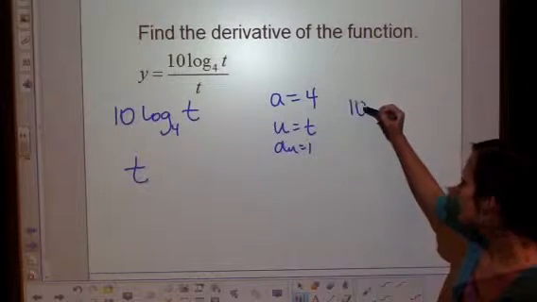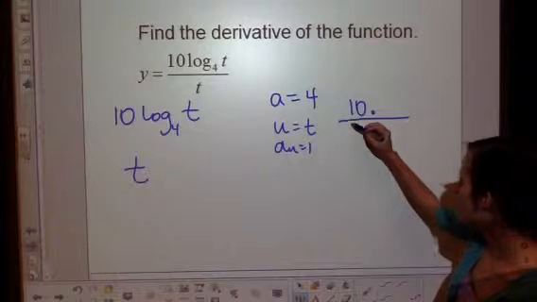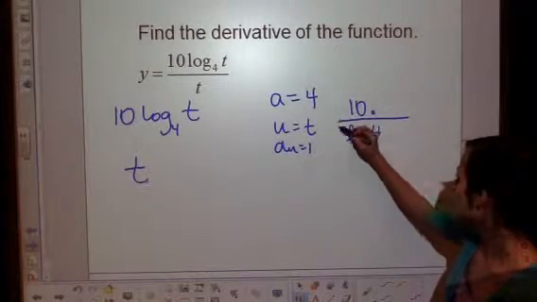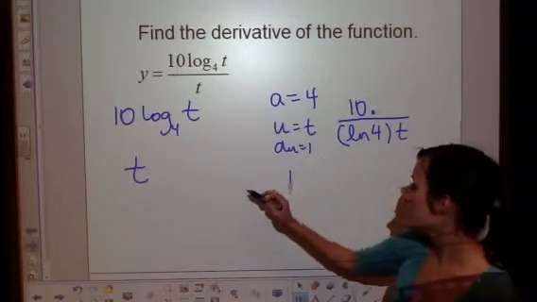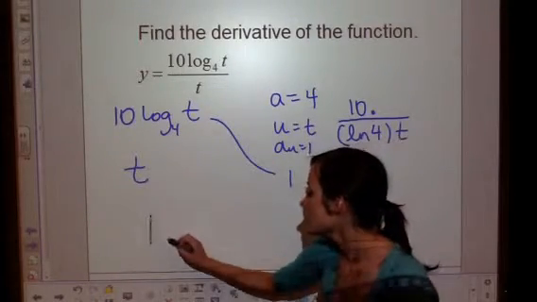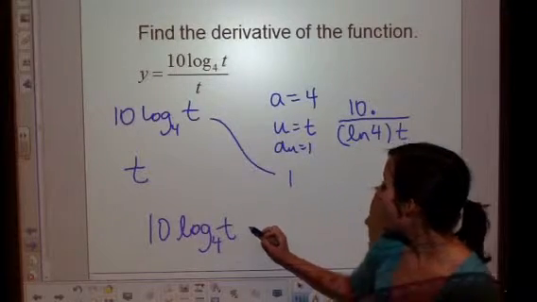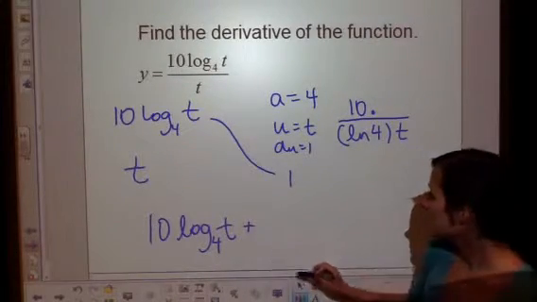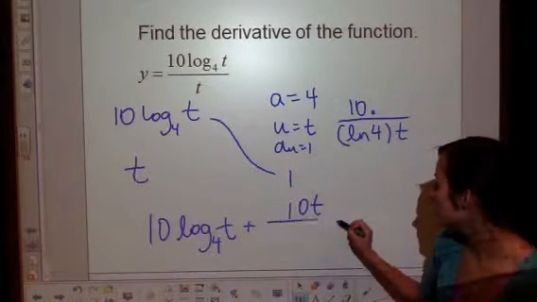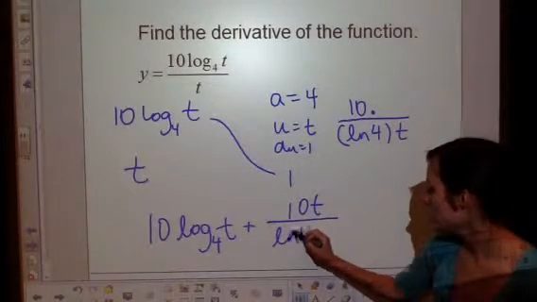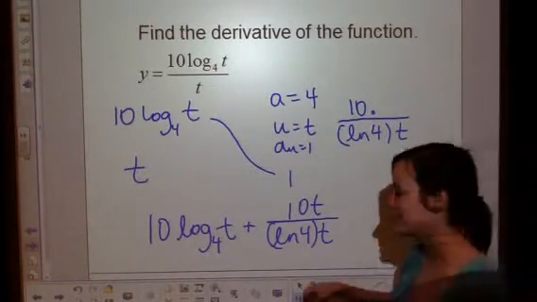So we have 10 times du is 1, so over ln a times u. Here, derivative of t is 1. Crisscross, so 10 log base 4 of t plus, because you plus, you get 10t on top over ln 4 times t. And what do those t's do? They cancel.